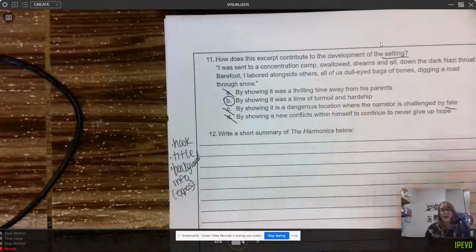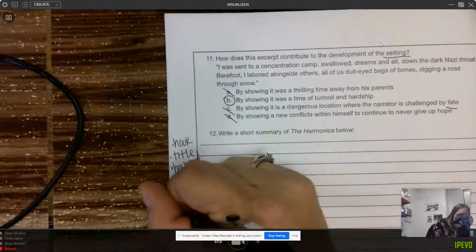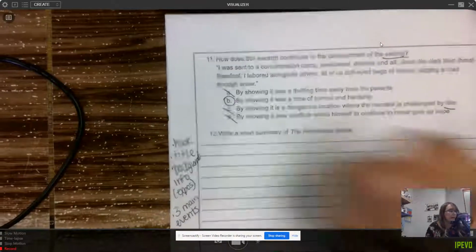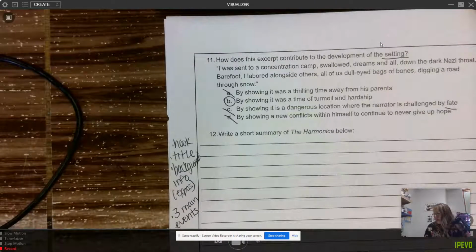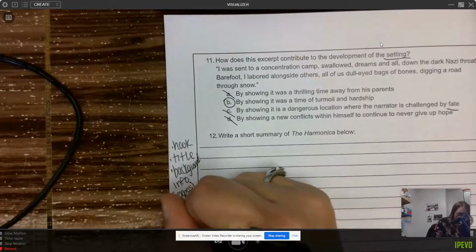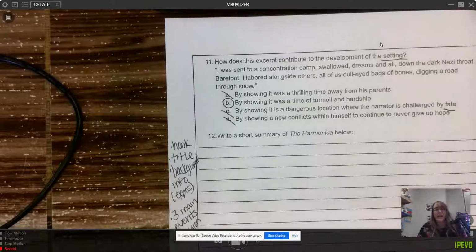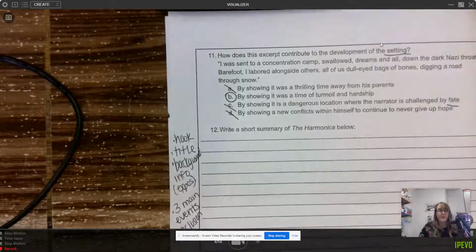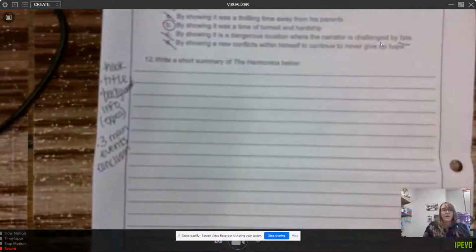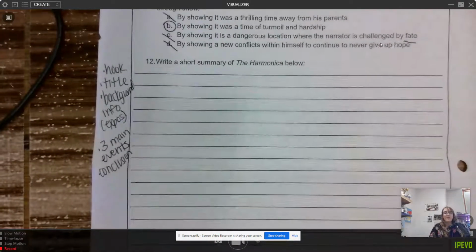Okay. Hook, title, background, fish, exposition, 3 main events. And then the last one would be the conclusion. And we want to kind of add in the terms that you guys have learned over plot, like exposition, rising action, climax, falling action, and resolution. So we're going to go ahead and write this together.